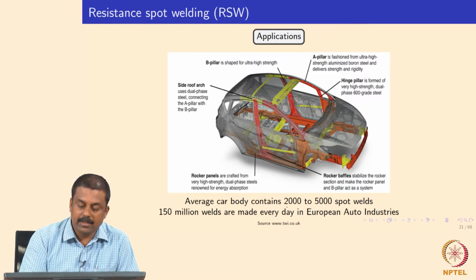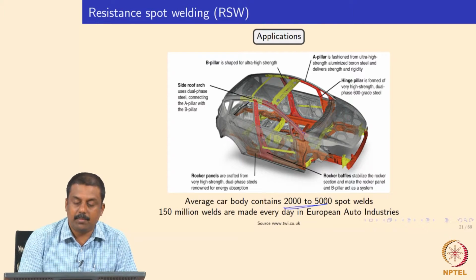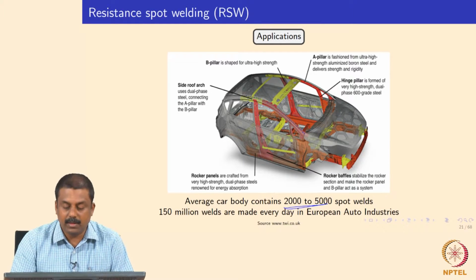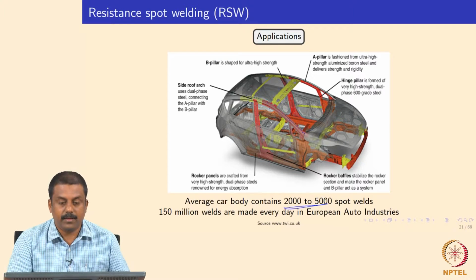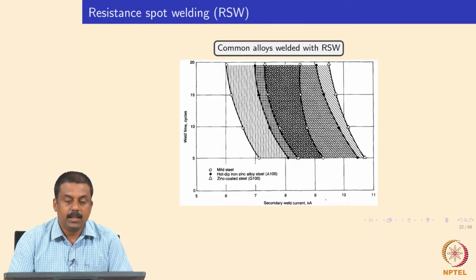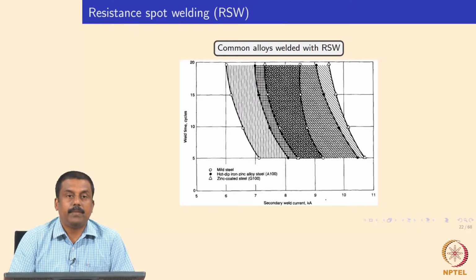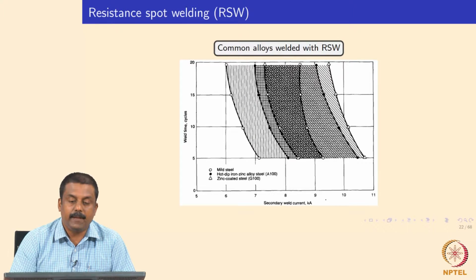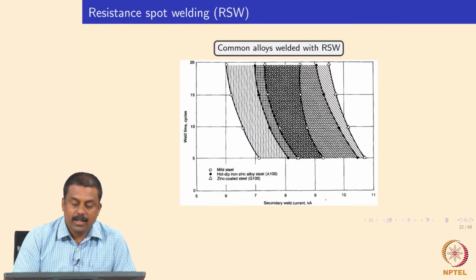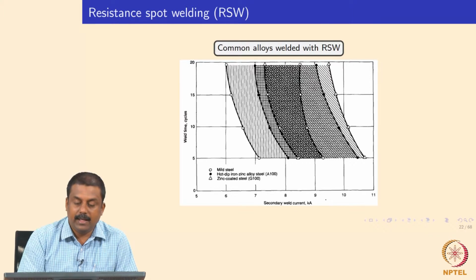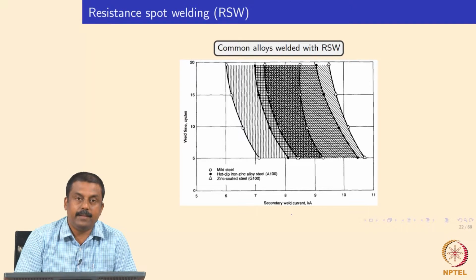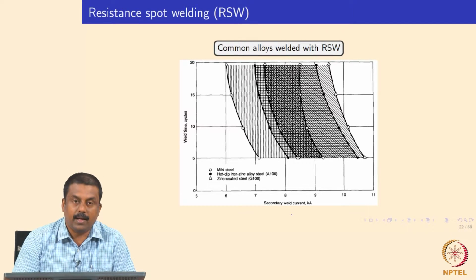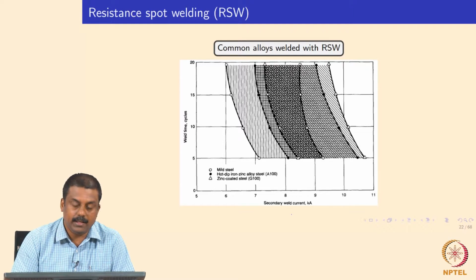So imagine, the average car body contains somewhere around 2000 to 5000 spot welds. So we will look at some of the commonly used process parameters for resistance spot welding. The current range, and the weld growth curves for various alloys, you can find in guidelines as well as in the handbooks.